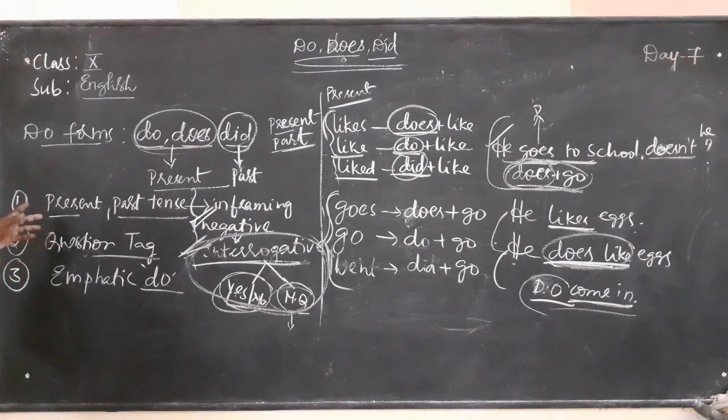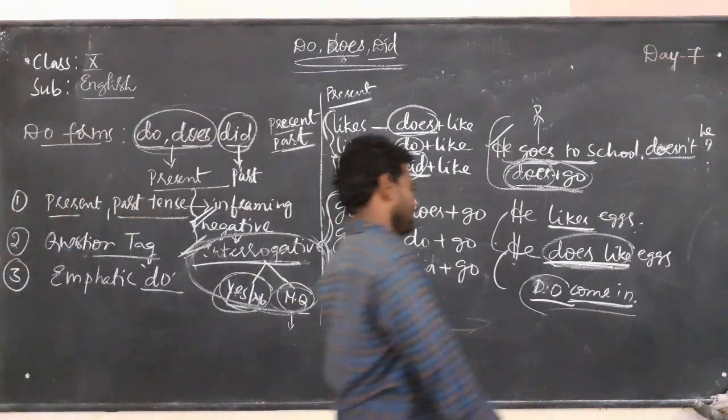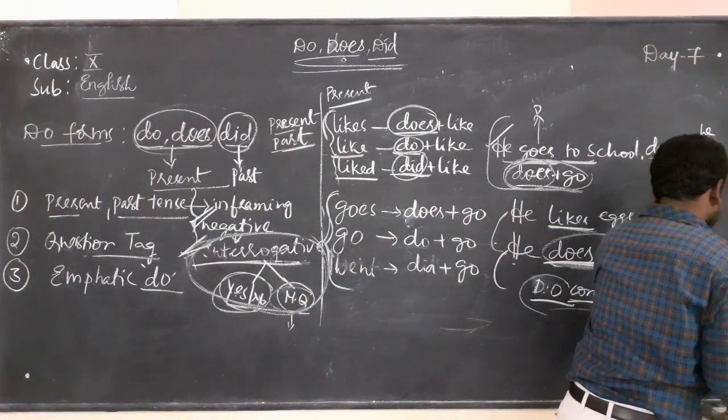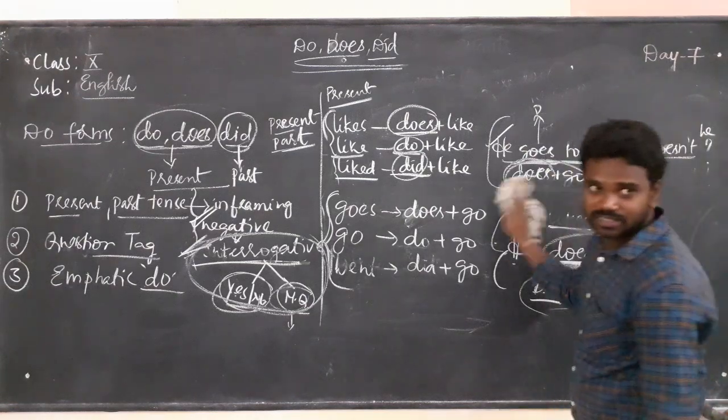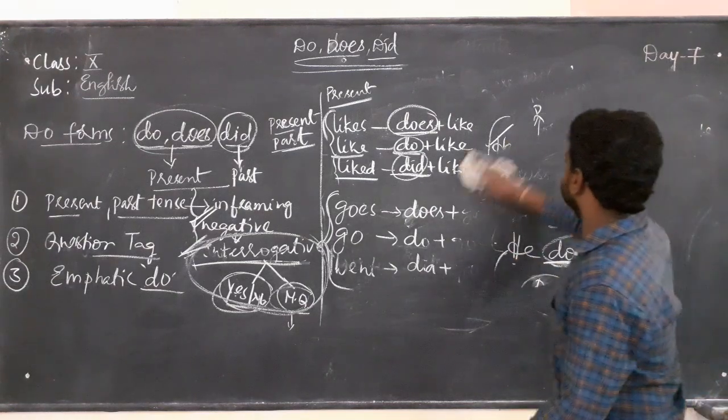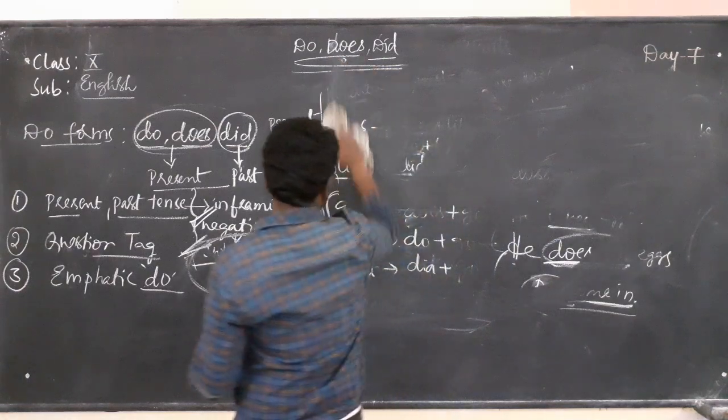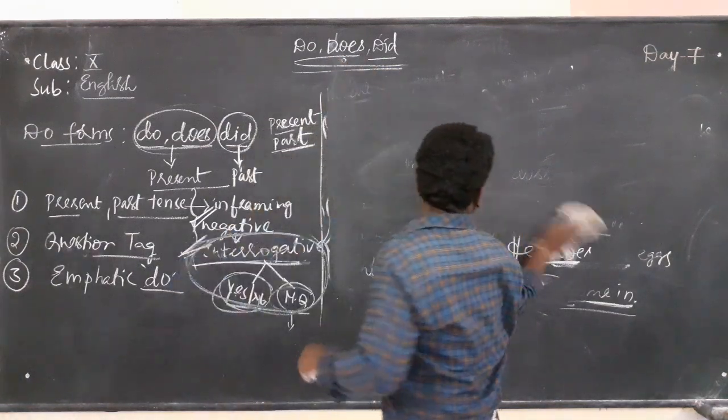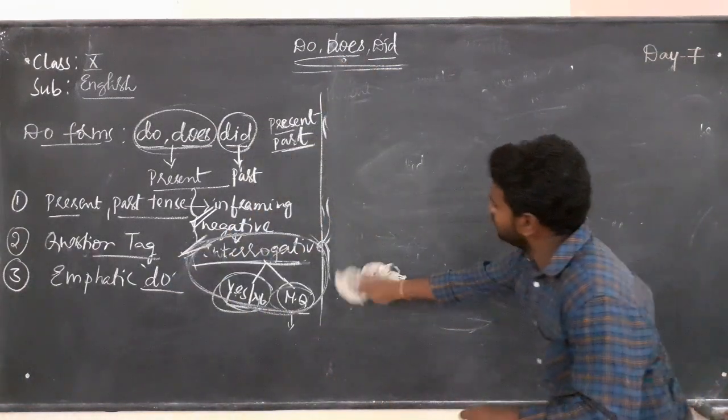I have given three functions here. The first function is the present and past tense in framing, especially negative and interrogative sentences. The second is question tags, so we also use it in interrogative forms. The third one is the emphatic do. Let us see it in a table, as we saw with the be forms.